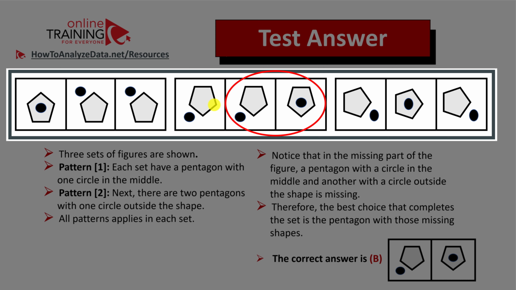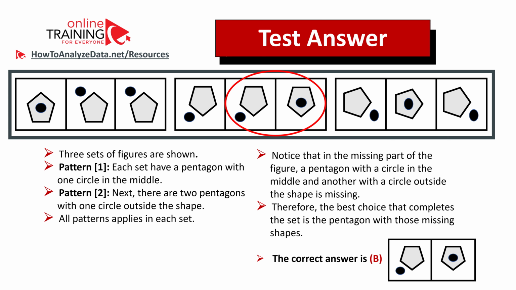So to determine the correct answer, you need to look at the pentagon already present in the question. You see that the pentagon already present in the question has the circle outside of the pentagon, which means that the correct choice to answer this question would be two pentagons, one pentagon with the circle outside and another pentagon with the circle inside.